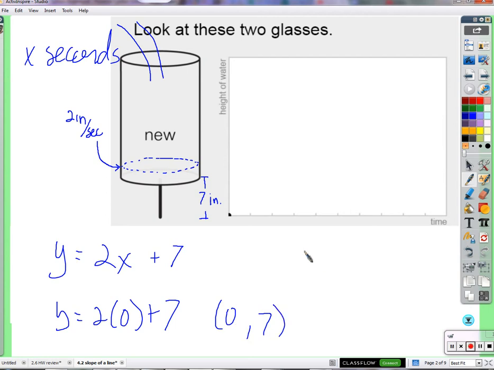Uh-huh. Let's try another one, like 2. So 2 times 2 plus 7. And we get 4 inches plus 7, so it's at 11. Do you agree? Would it be at 11 inches high after a couple seconds? Yeah. After 2 seconds. What did I say? After a couple seconds.